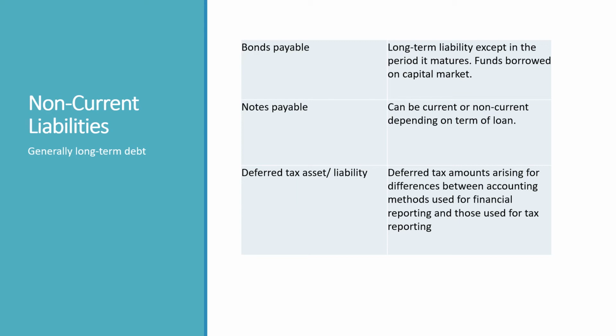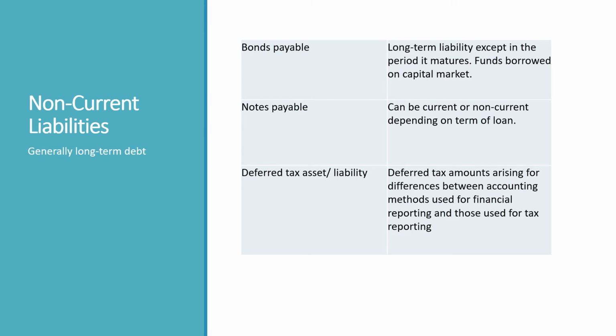Non-current liabilities are typically going to be types of long-term debt. Bonds payable are debt securities that the company issues to raise capital on the capital market. They are long-term. They might be 5 years, 10 years, 15 years, and so on. They are interest-bearing, and they are going to be reported as non-current or long-term liabilities, except in the period when they mature.